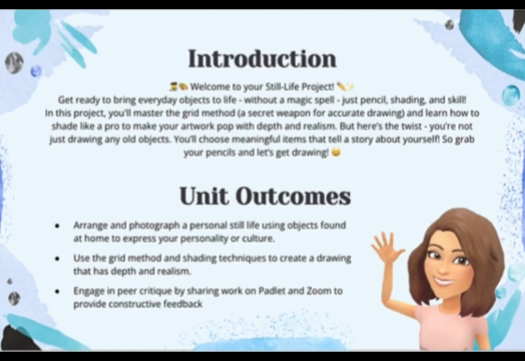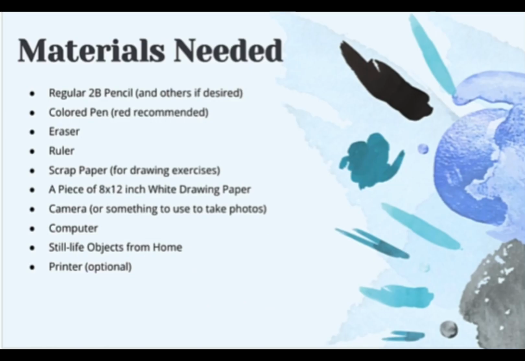I created a quick introduction for students about what their project is, making a still life about themselves, using a gridding method, and using shading to make a still life drawing. I also included their unit outcomes here for a straightforward approach to what they should be expected to learn and do. Since this course is fashioned specifically for online students, I wanted to make a section for all of the supplies that they would be expected to get for the unit so that they can make sure that they have that before starting anything big.